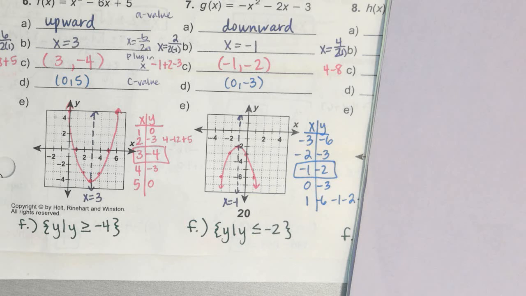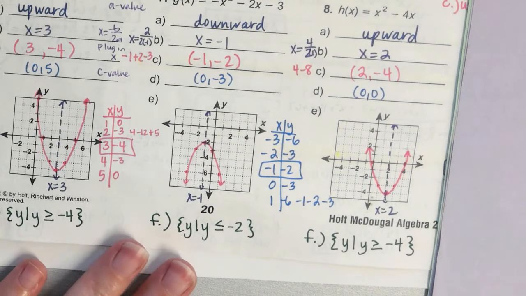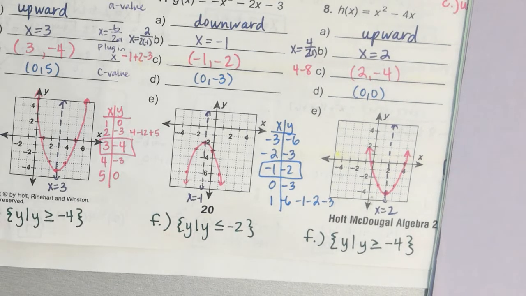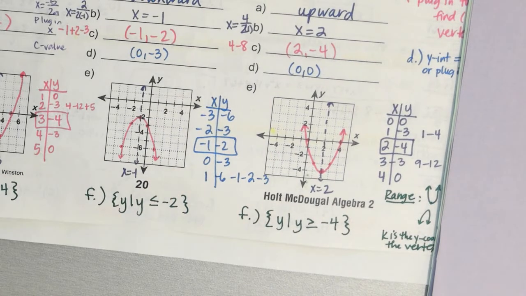Some of you aren't giving me your thumbs. All right, and then for 8, A is upward, B is x equals 2, C is 2, negative 4, D is 0, 0. Okay, and then here is my XY chart on the side. Again, I just put my vertex in the middle, 2 up, 2 down. Use our graphing calculator to find the table, put in my axis of symmetry, and then once I see that it's opening up, I know all the points are above the y value.